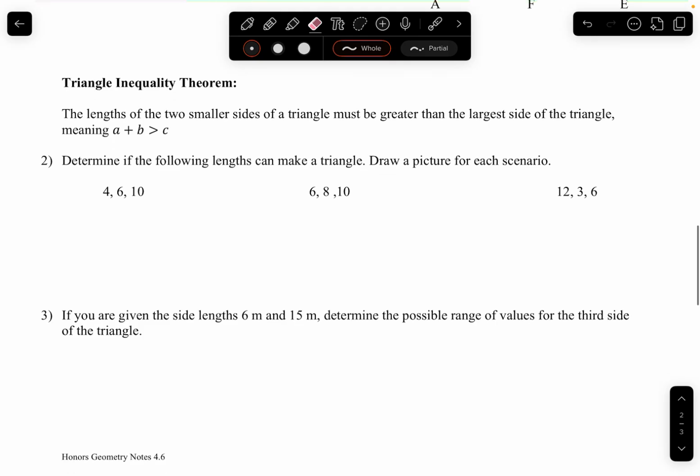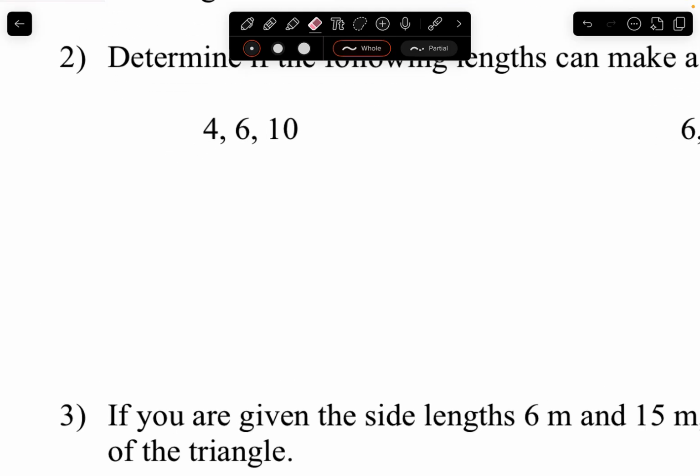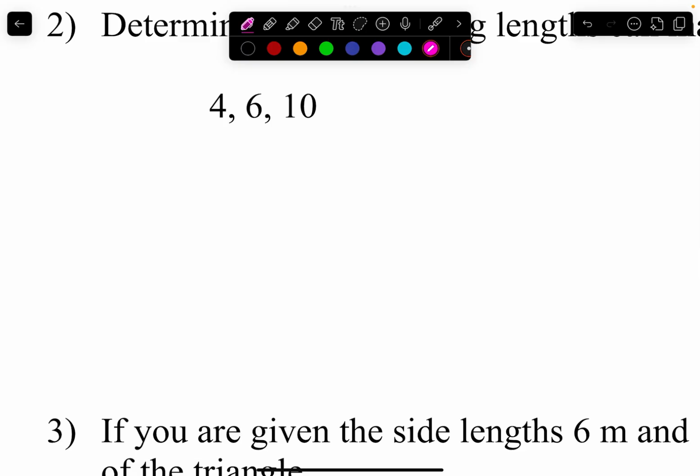All right, moving on. Triangle inequality theorem. The triangle inequality theorem states that the lengths of the two smaller sides of a triangle must be greater than the largest side of the triangle, meaning that your A plus B must be greater than C. If you do not have A plus B greater than C, then you actually cannot make a triangle. Super important. So we're going to look at these examples and we are going to determine if we can make a triangle. So what I need to do is figure out what my longest side is. That will always be my C side.